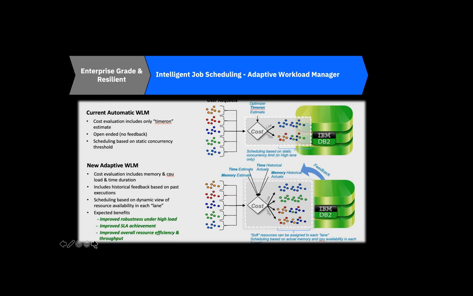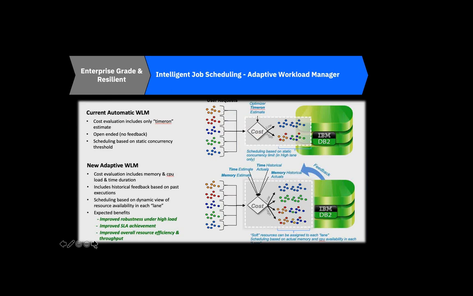So we have come up with adaptive workload manager, where we infused a machine learning paradigm, a feedback loop. No longer do we only look at the run time estimates, we actually look at time estimates, memory, actual time history, memory actuals. So as you can see, now we have a full body of CPU time controls that we take into account when we calculate the cost of the query.